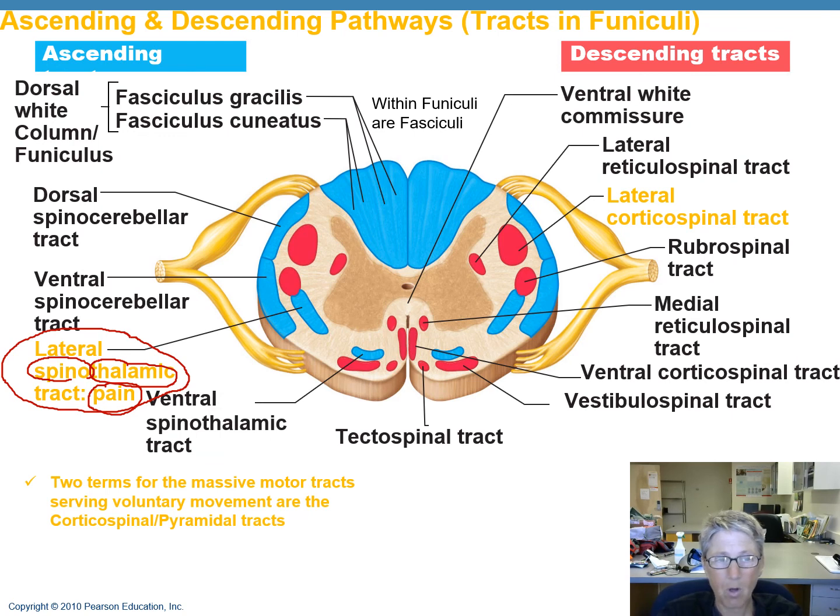And then these are all names for other ascending tracts. Descending tract, the one I want you to know is the lateral corticospinal tract. So that descending tract is going to start in the cortex. It's going to go down through the spinal cord, and then the motor information traveling in the descending tract will go out to the skeletal muscle, for example.